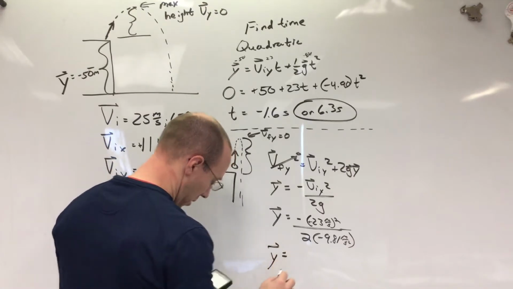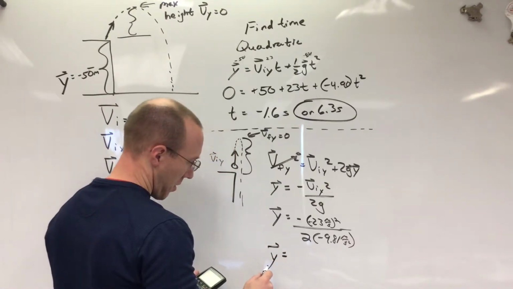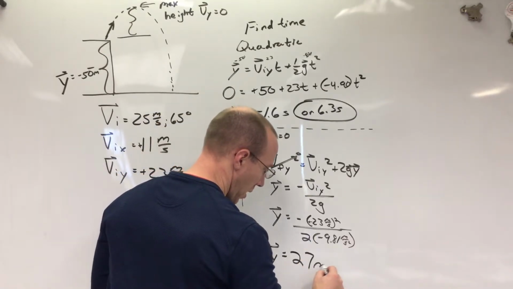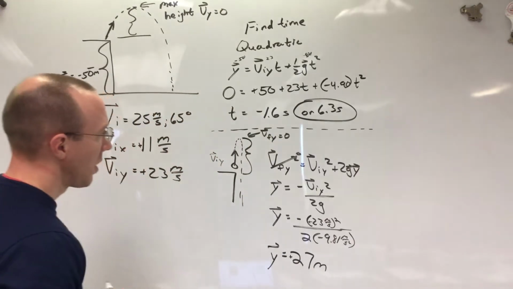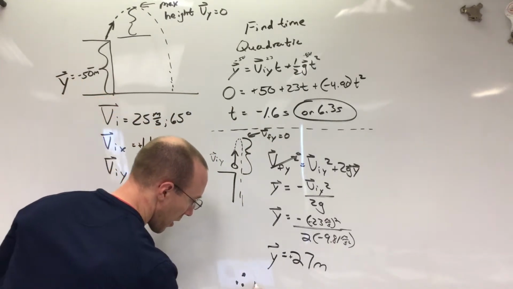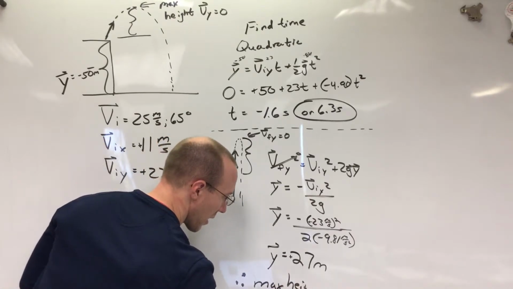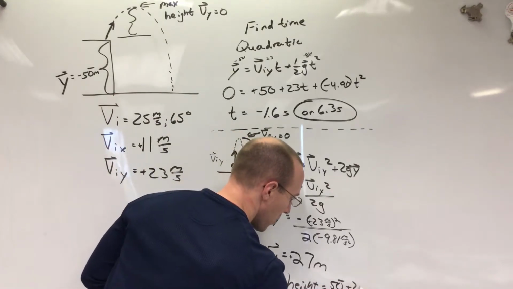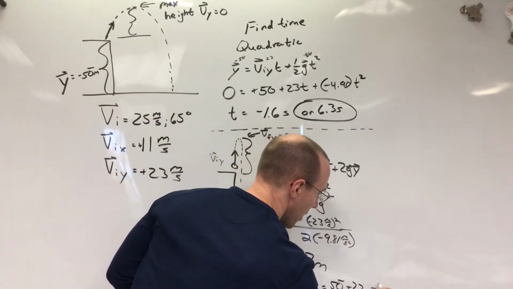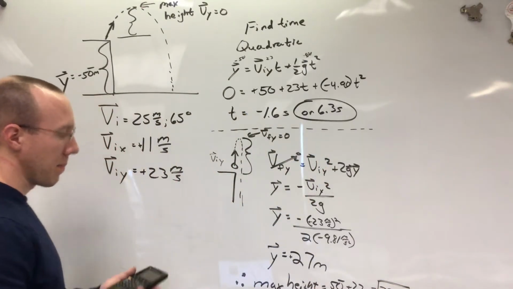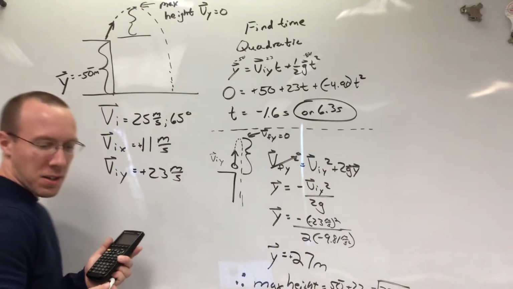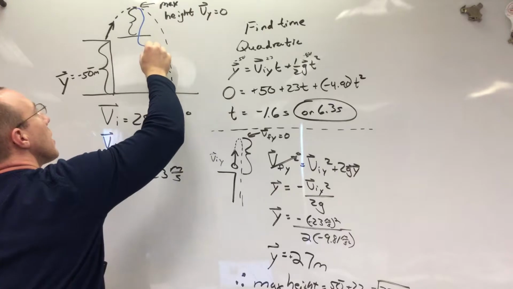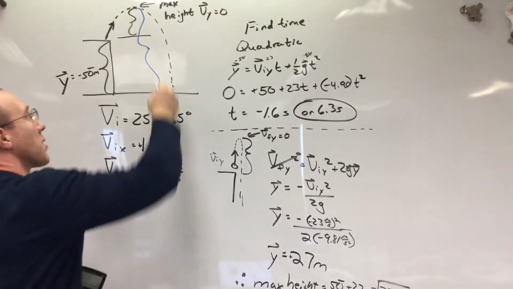So y is equal to 27 meters. It's actually positive. So therefore, max height is equal to 50 plus 27 meters, which would be 77 meters. So it's 77 total meters from the ground to the very maximum height.